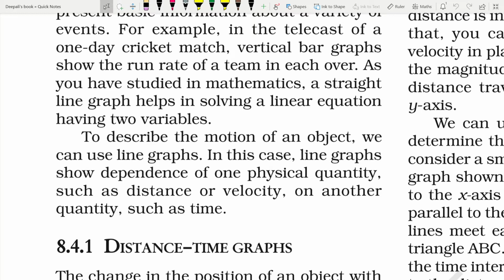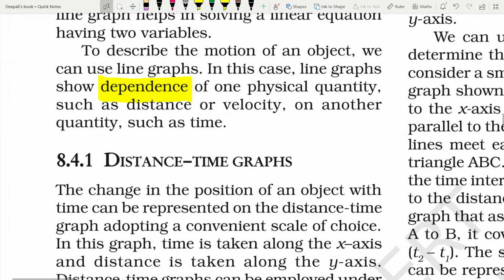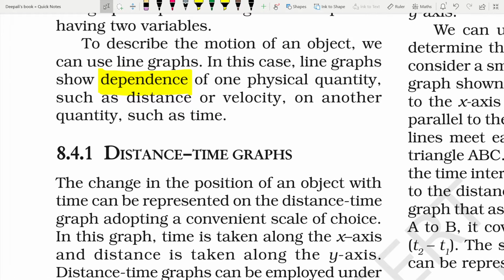Now, what do you mean by dependent and what do you mean by independent quantity? We know that time is an independent quantity, meaning the time doesn't change with distance, but distance changes with time. So, with the change in time, distance is increasing or decreasing, and so distance is called the dependent quantity. Velocity is also dependent on time. Time does not have to depend on distance or other physical quantities to increase or decrease. So, time is the independent quantity.